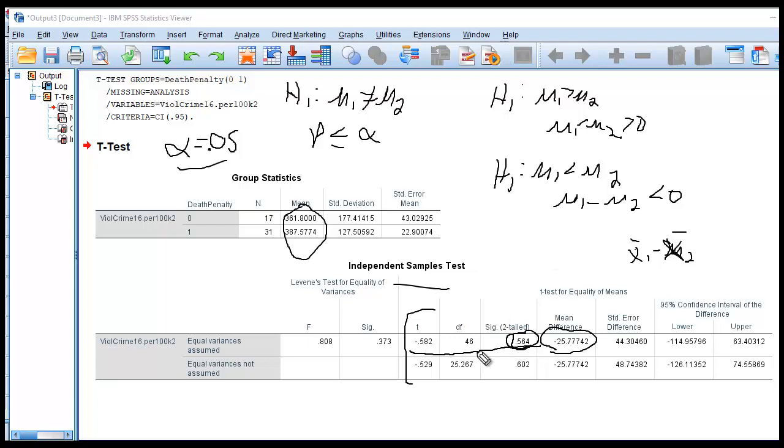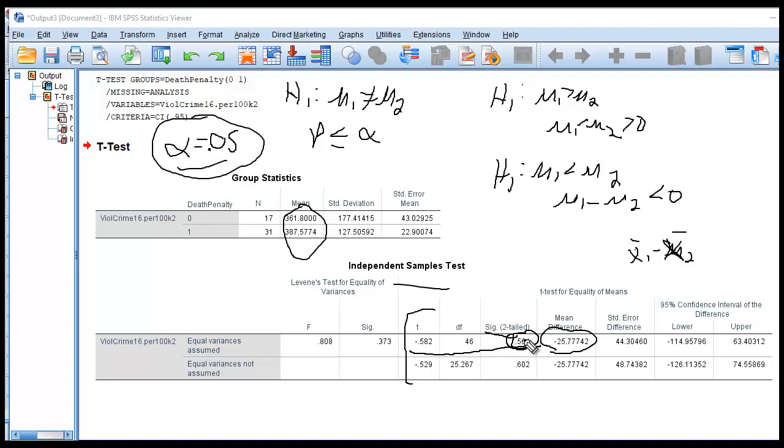You can see right here that the p-value, as it's given, says sig two-tailed. So if we're testing a non-directional hypothesis, we can see that the p-value is 0.564, which is greater than the alpha level that we laid out. The alpha level is what you approach the problem with, and then we determine if the p-value is less than or equal to, or greater than, the alpha level.